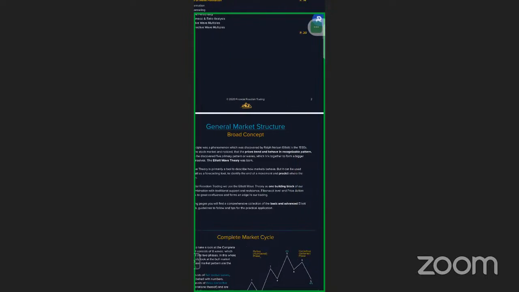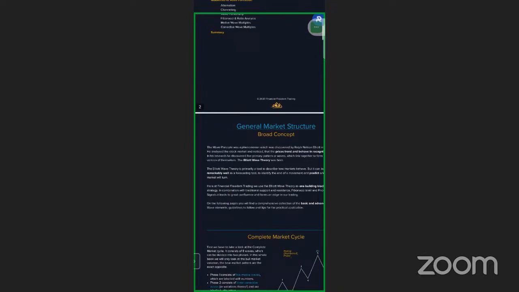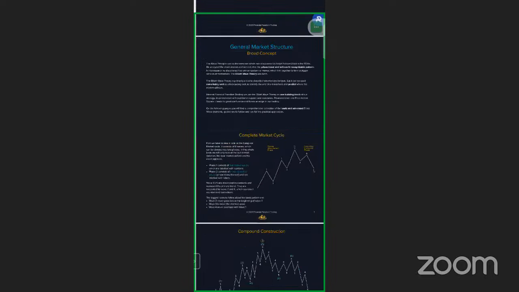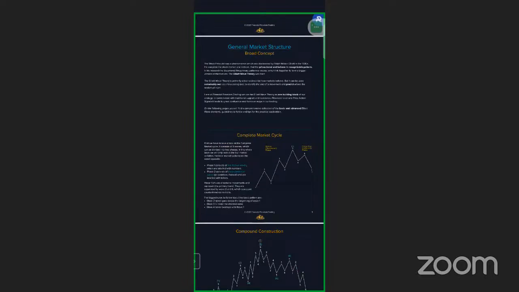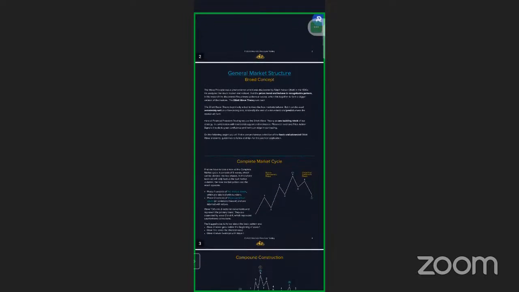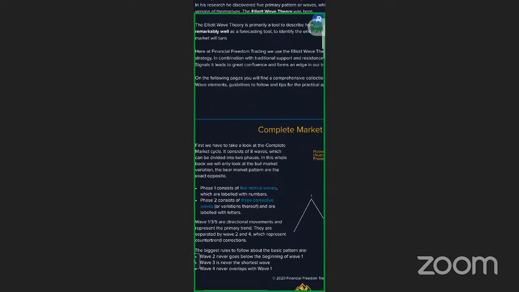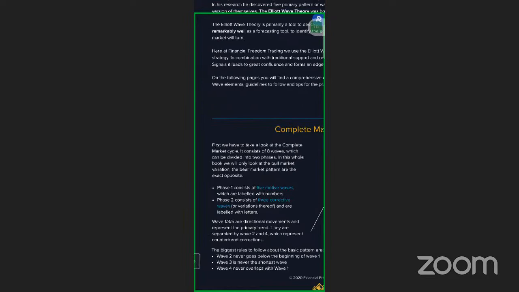On the following pages, you are going to find a comprehensive collection of basic and advanced Elliott wave elements, guidance to follow, and tips for practical application. Ladies and gentlemen, let's start with the complete cycle of the market. First, we have to take a look at the complete cycle.